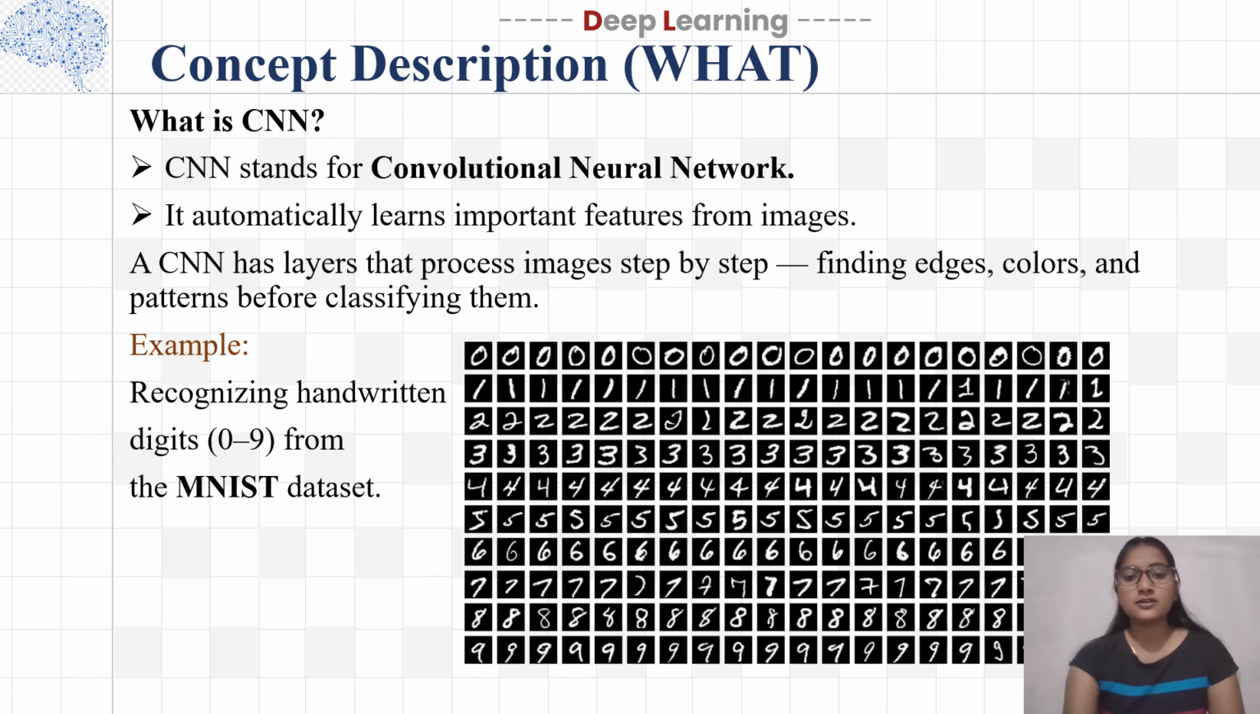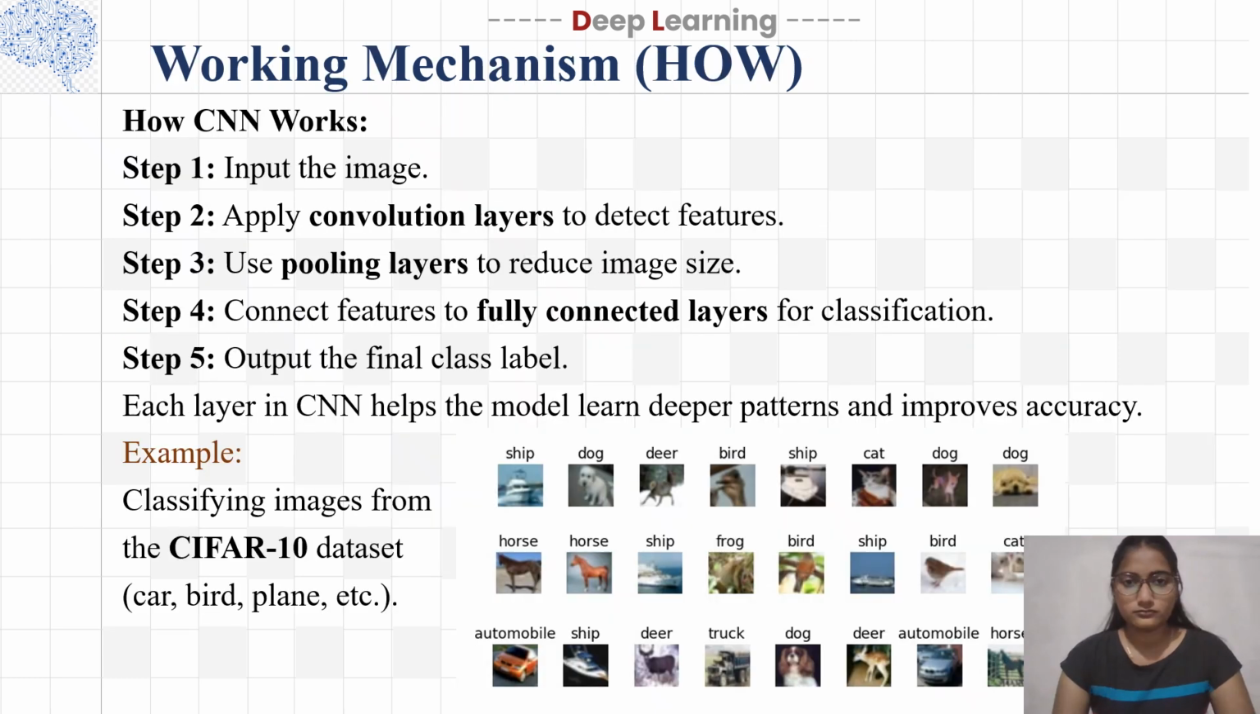So let's see an example. In the famous MNIST dataset, CNNs are trained to recognize handwritten digits from 0 to 9. At first, the model detects small details like curves and lines, and then it combines them to recognize a full digit. So basically, CNN mimics how the brain's visual system works, identifying patterns step by step.